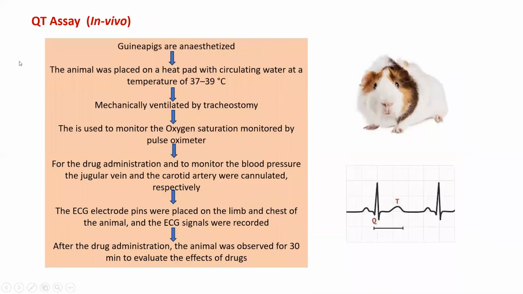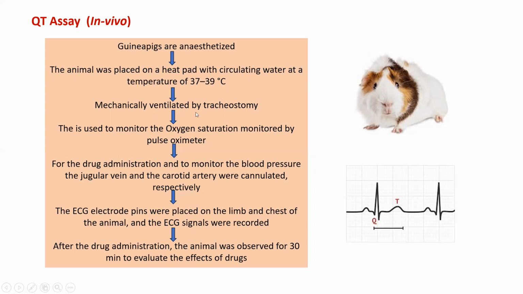Then next is the QT assay. It is an in vivo assay. Here QT interval or the progression of QT elevation is the hallmark for this assay. And here we can use the guinea pig, and the guinea pig is first anesthetized with a suitable anesthetic agent. Then the animal is placed on a heat pad with circulating water at a temperature of 37 to 39 degrees centigrade to maintain the normal temperature in the animal.